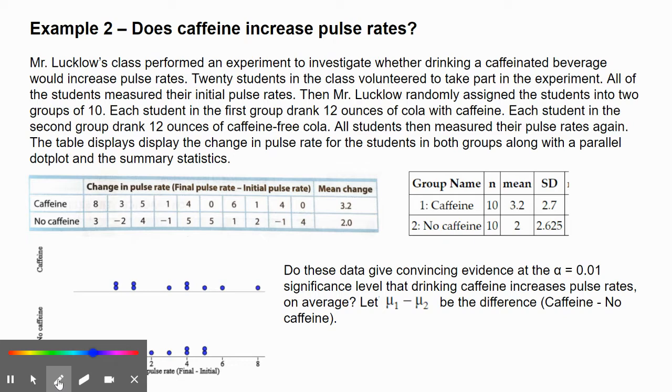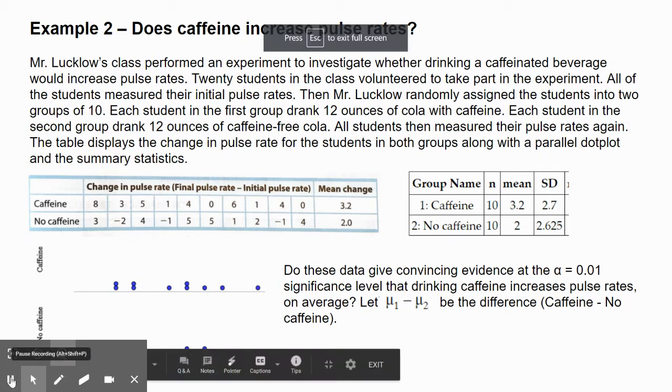Each student in the first group drank 12 ounces of cola with caffeine. Each student in the second group drank 12 ounces of caffeine-free cola. All students then measured their pulse rates again. The table displays the change in pulse rate for the students in both groups, along with parallel dot plots and summary statistics. Okay, so there's your data.